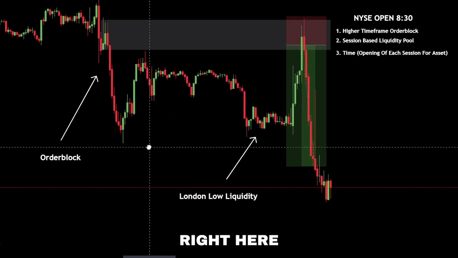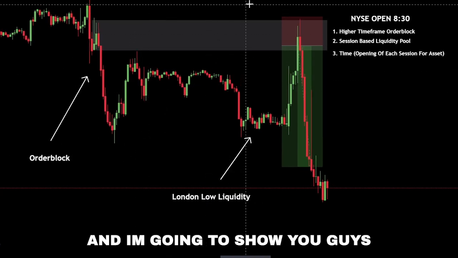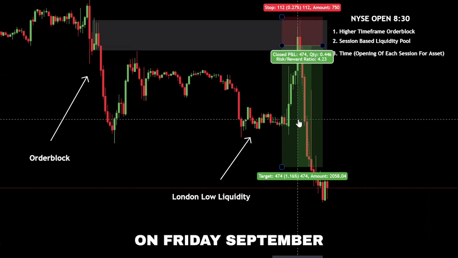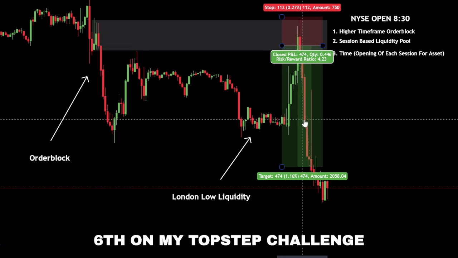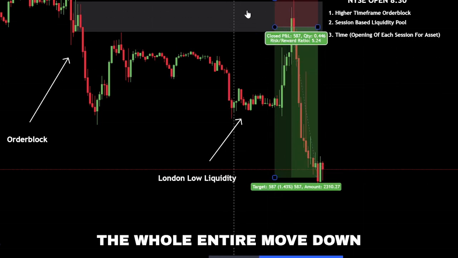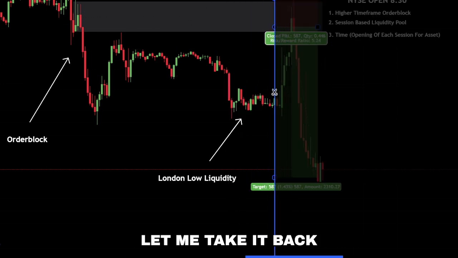Right here, we're going to hop on the charts and I'm going to show you guys an example. I took this trade on Friday, September 6th on my Topstep challenge, and I caught basically the whole entire move down. Before all this happened, let me take it back.